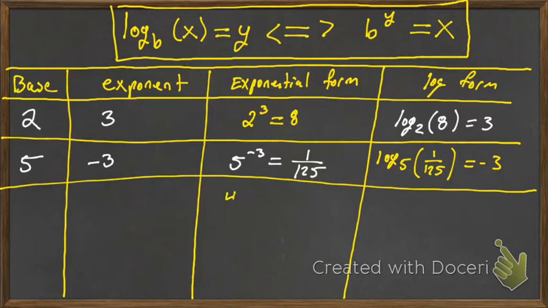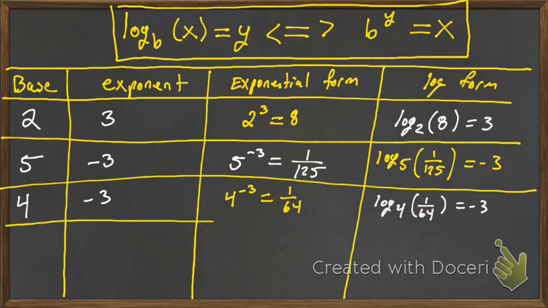All right. So here I'll give you another one. Let's say we got 4 to the negative 3 is equal to 1 over 64. So this is an exponential form. We've got to rewrite it as a log. Base is 4. Exponent is negative 3. So log base 4 of something is equal to negative 3. So the logarithm is an exponent. So the 1 over 64 is going to go inside there.